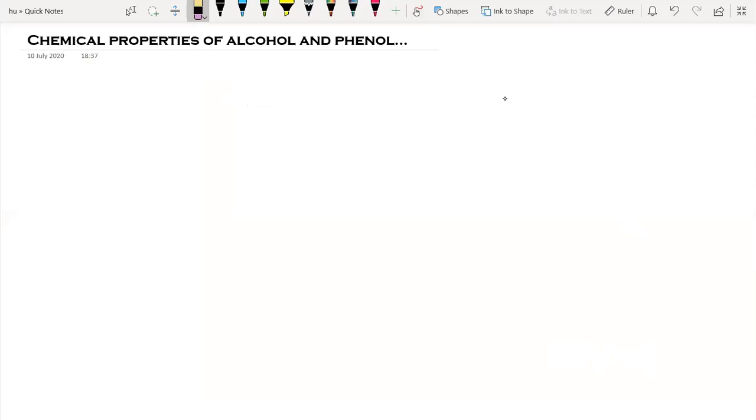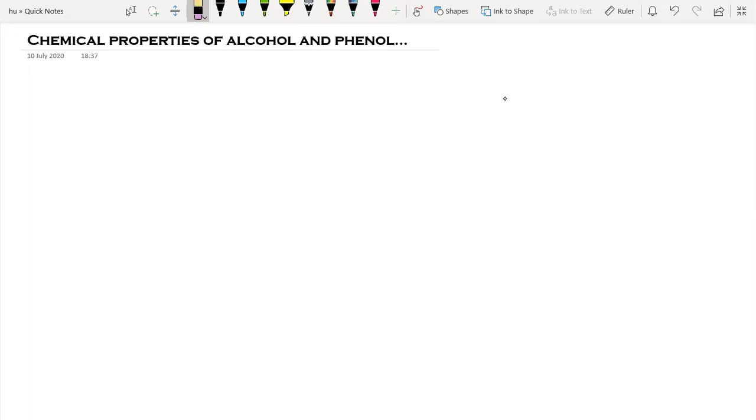Hello everyone. Today's topic is chemical properties of alcohols and phenols. Under this, the very first is the litmus test. As you know, an aqueous solution of alcohols is neutral to litmus, meaning no change. But an aqueous solution of phenols turns blue litmus red, and that shows phenols have acidic character. That is the litmus test.